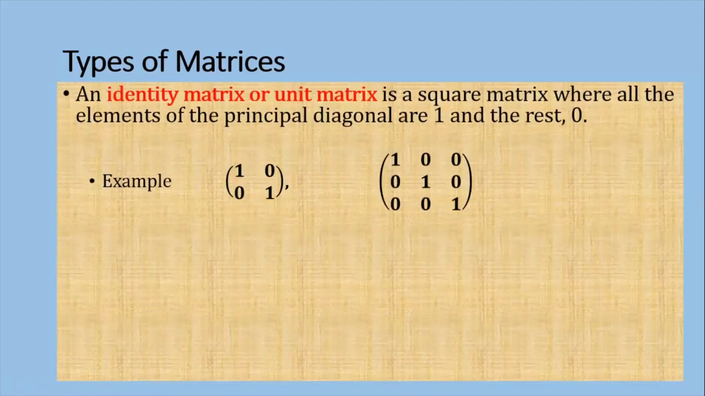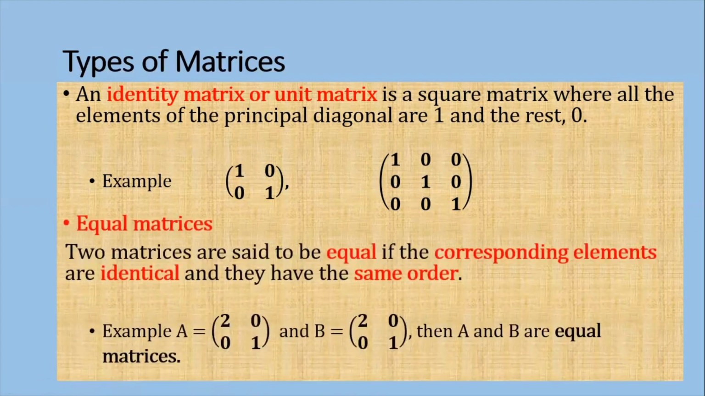Now, an identity matrix or a unit matrix, you will use that matrix very often. The identity matrix is a matrix where all the elements of the principal diagonal are 1 and the rest 0. Okay? You know what the leading diagonal is? So, here it is. The elements of the leading diagonal are 1 and the rest are 0.